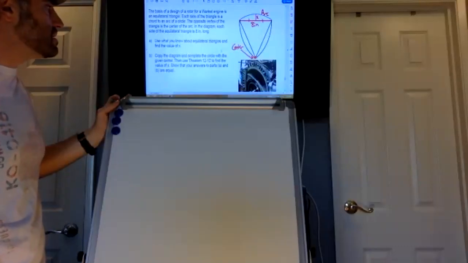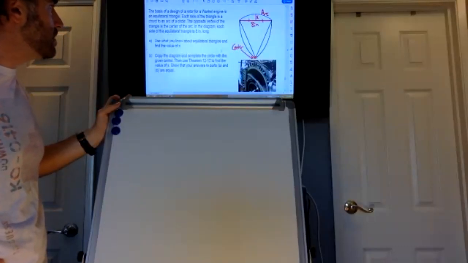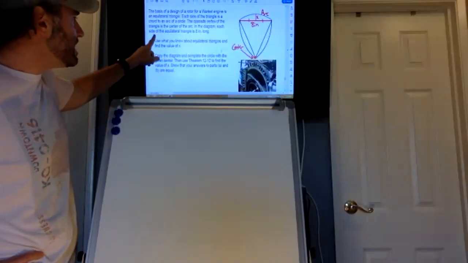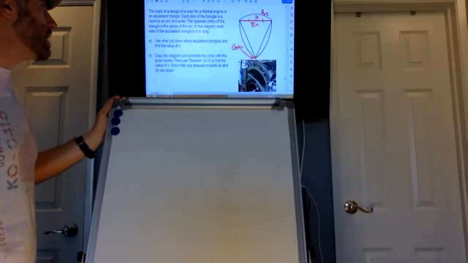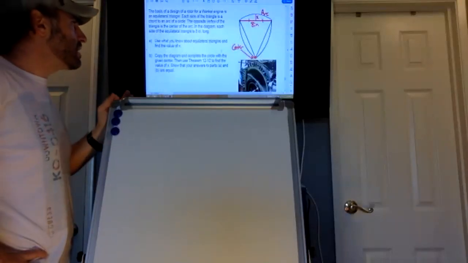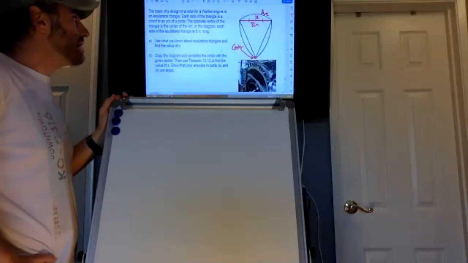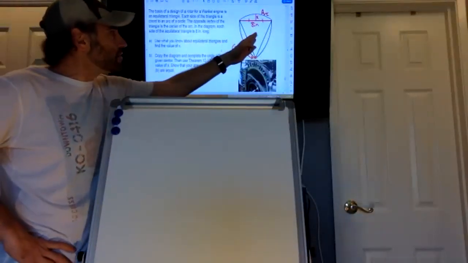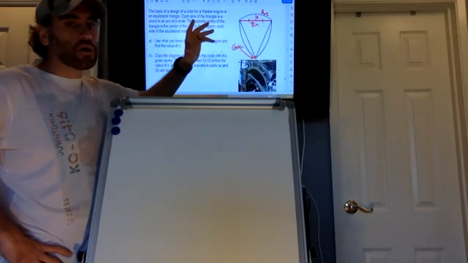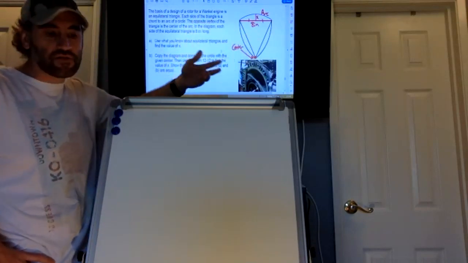So that's the design of that engine. In the diagram, each side of the equilateral triangle is 8 inches long. I want you to use what you know about equilateral triangles. Don't use anything that we've just been doing. Just take this as an equilateral triangle problem. Think of the ratios that we've talked about.